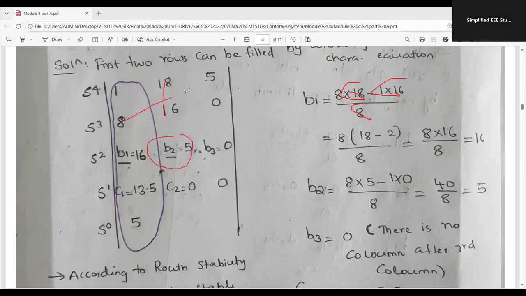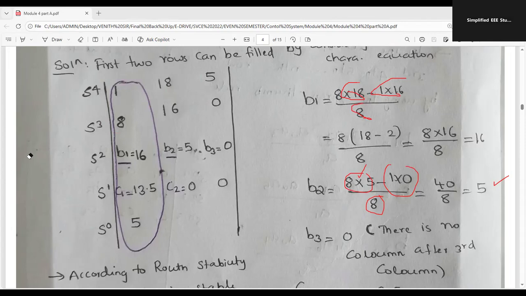So how to find B2? First you multiply 8 into 5. Yes, 8 into 5 I have written. Next, what to do? 0 into 1. So look at this, 8 into 5 minus 0 into 1, divided by the same element, 8. Ultimately, by simplifying, I should get 40 by 8, nothing but 5. So I hope you understood how to find B2.